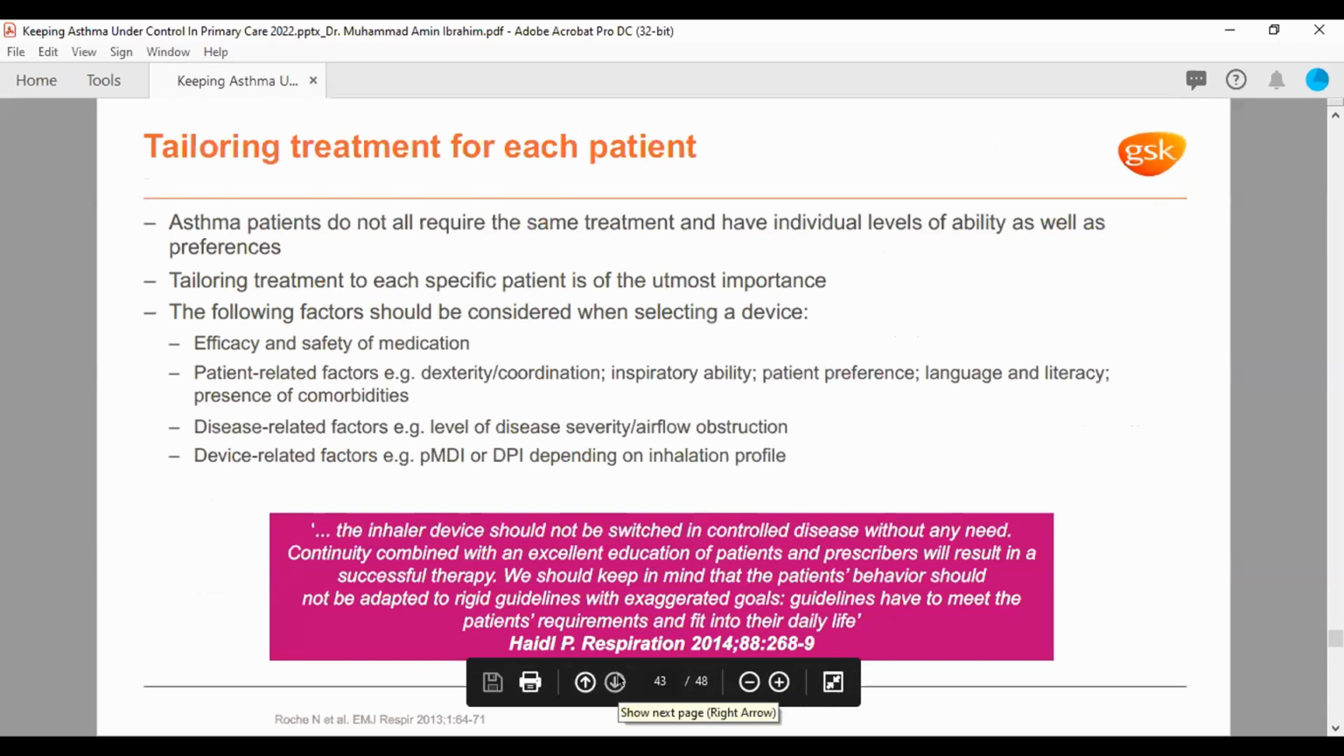So it's very important. We should tailor the asthma treatment for each of our patient, because not all patients require same treatment, and they also will not behave in the same manner when receive the treatment. So whenever we decide any inhaler, we should know the efficacy and safety of the medication given. Please consider patient-related factor, disease-related factor, as well as device-related factor.